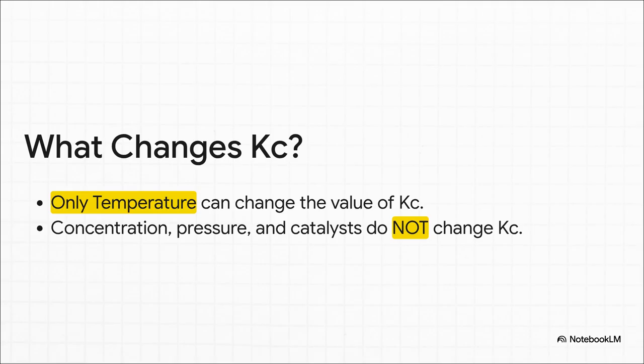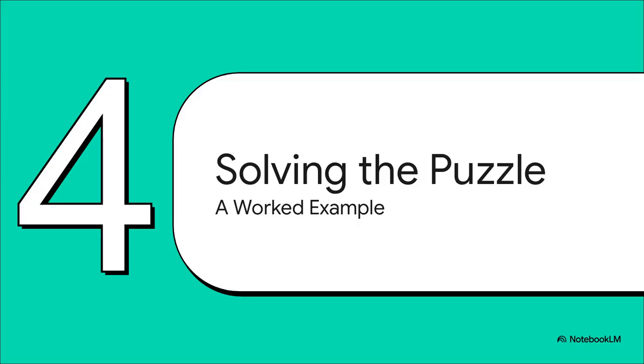Messing with pressure or concentration will shift the system around for sure, but it will always resettle at the exact same Kc ratio. Temperature, though, fundamentally changes the energy of the system, so it changes the balance point itself. Okay, enough theory. I think it's time we get our hands dirty. Let's take what we've learned and actually solve an equilibrium problem, step by step.